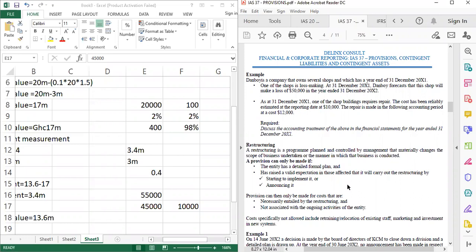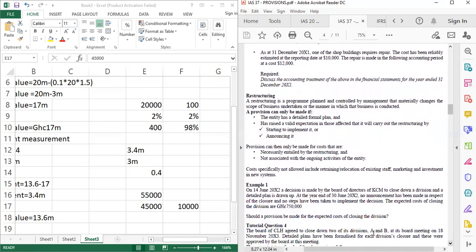So if you are going to pay redundancy fees, lease terminating costs and those things, you can make provision for them only if you have a detailed formal plan on how you are going to carry out the restructuring, and you have announced it or communicated it to those who are affected by the restructuring. Let's come to example 1.